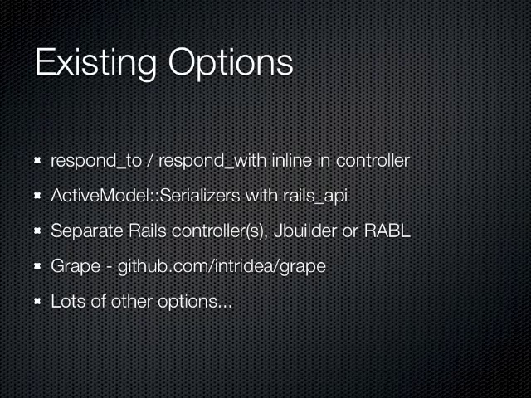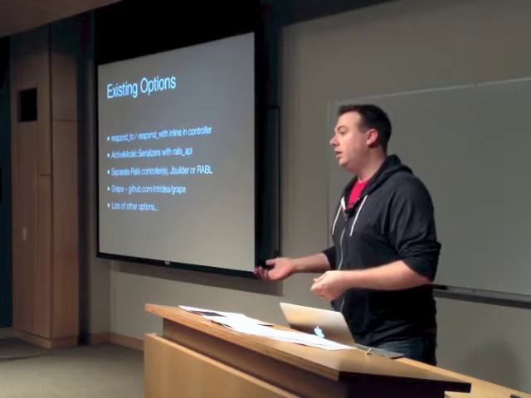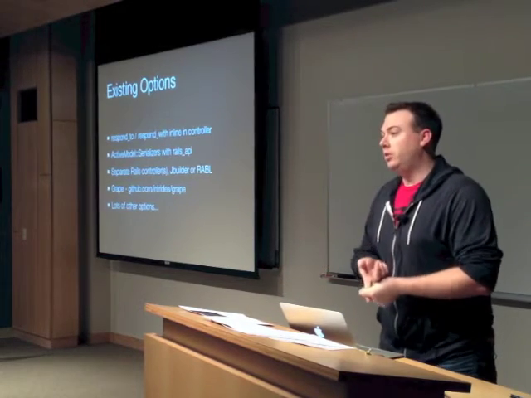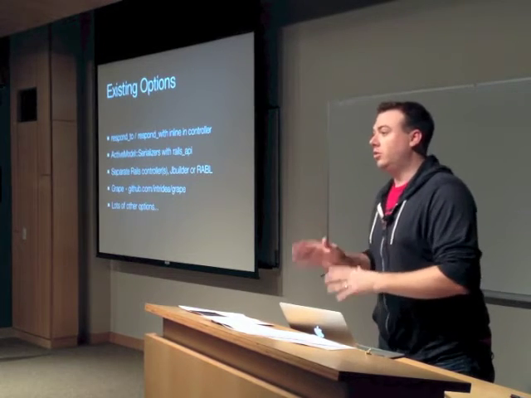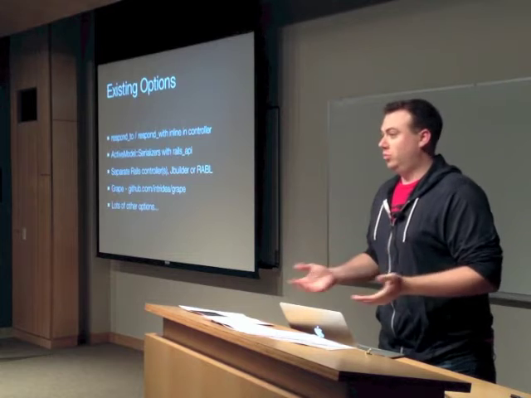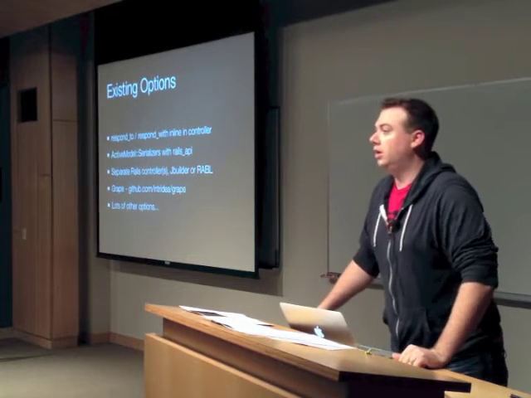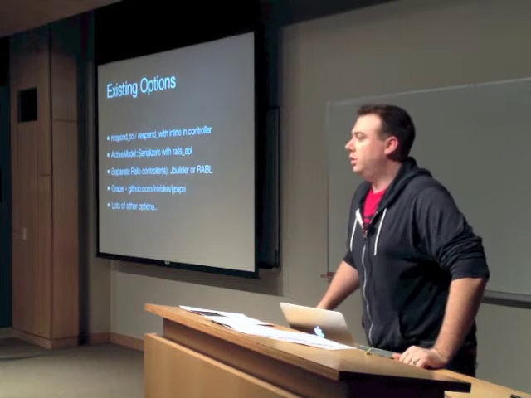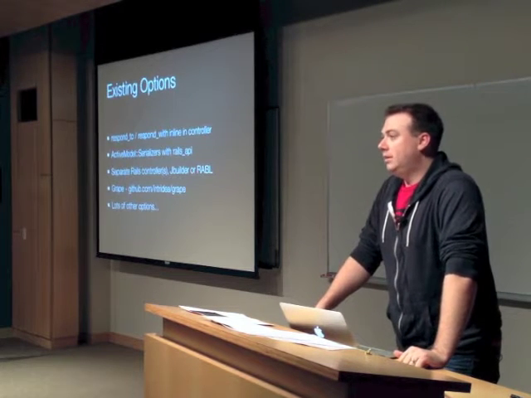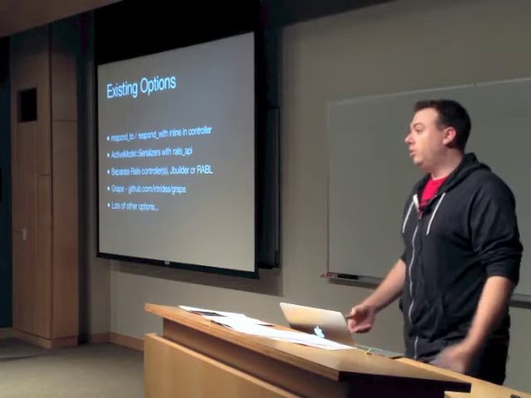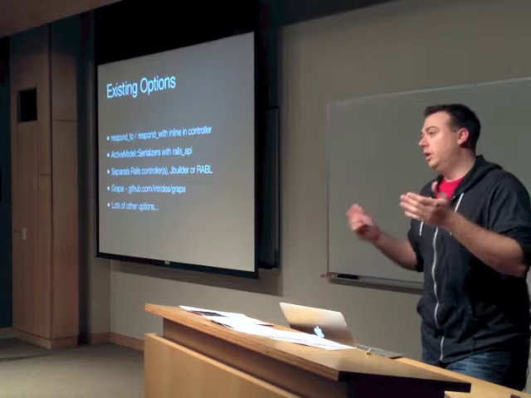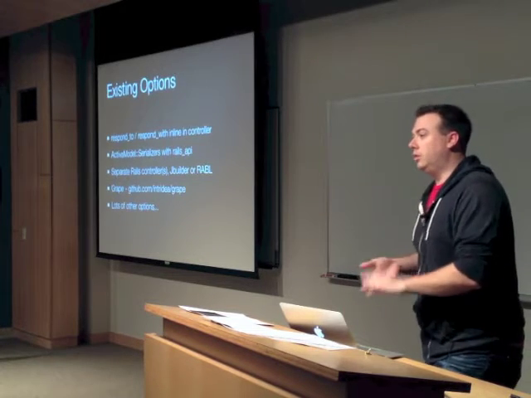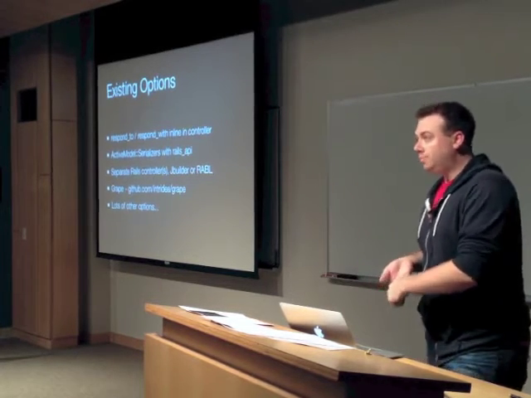So some options. This is not using Sinatra for building an API that's out there already. One thing that you can do is use respond_to and respond_with inline in your controllers. This is one way to do things. This is kind of when Rails first came on the scene, it celebrated that it could do this for you automatically, where it would detect your content type and serve XML or HTML or JSON in the same controller.